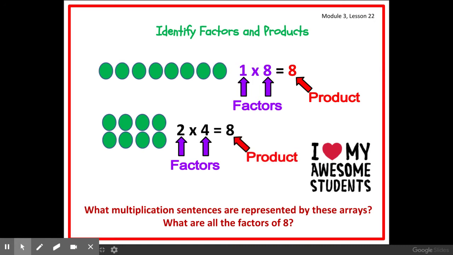Okay, so now that we know factors get multiplied times each other to make a product, we're going to go ahead and list out all the factors of 8. So 1 is a factor, 8 is a factor, 2 is a factor, and 4 is a factor. If I wanted to put those in order, I would say 1, 2, 4, and 8, because normally when we write out factors, we write them in order from least to greatest. So that's how I would write that list.